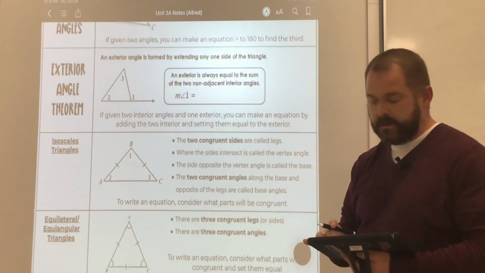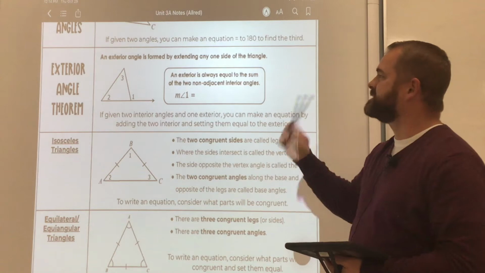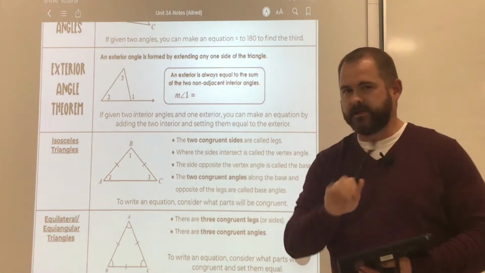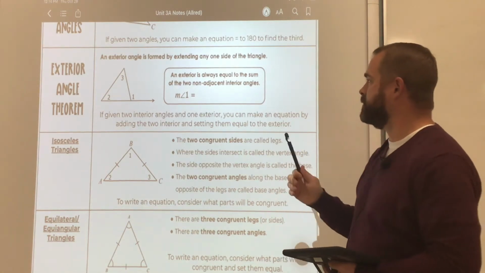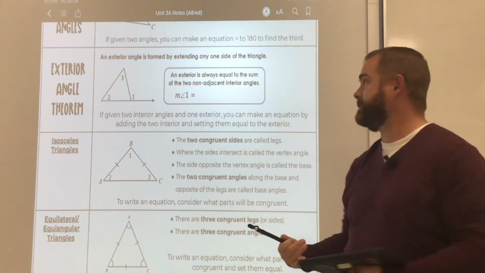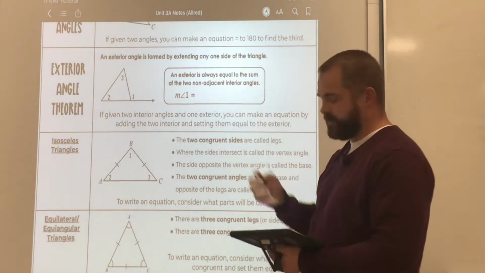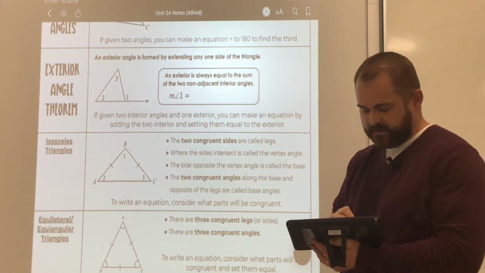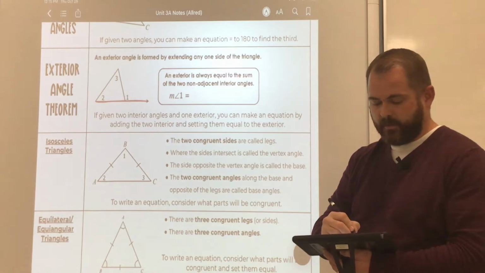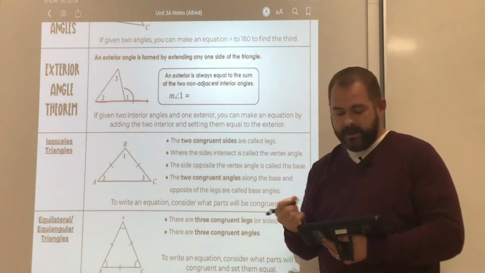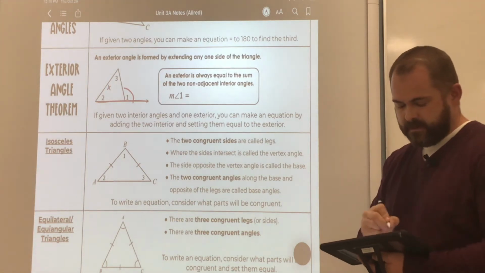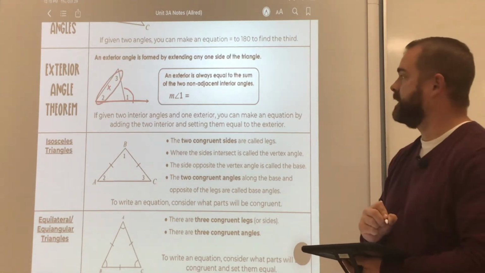As we move forward, the other thing I need you to know is the exterior angle theorem. An exterior angle, I'll explain what that is in a second, is always going to be equal to the sum of what we call the remote interior angles related to it. An exterior angle is formed by extending one of the sides. In this case, when I extend this side, I create this exterior angle 1. And that angle measure has to be equal to the sum of these two angle measures, angles 2 and 3.